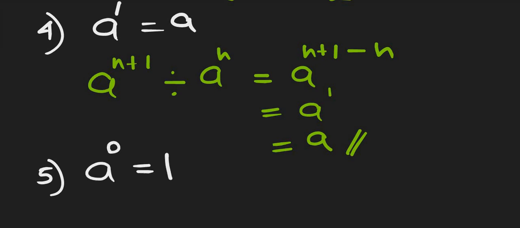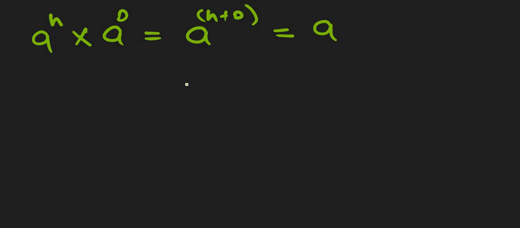Now like before, let's work out an example and prove our answer. I consider a to the power n and I multiply it by a to the power 0. Therefore, as per rule number 1, I get a to the power n plus 0. Therefore, I get a to the power n. This is equal to a to the power n multiplied by 1, because anything multiplied by 1 is that particular number.